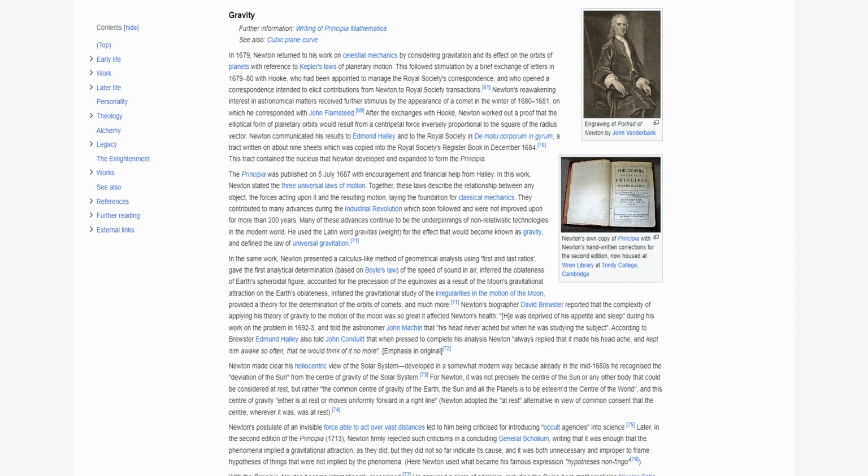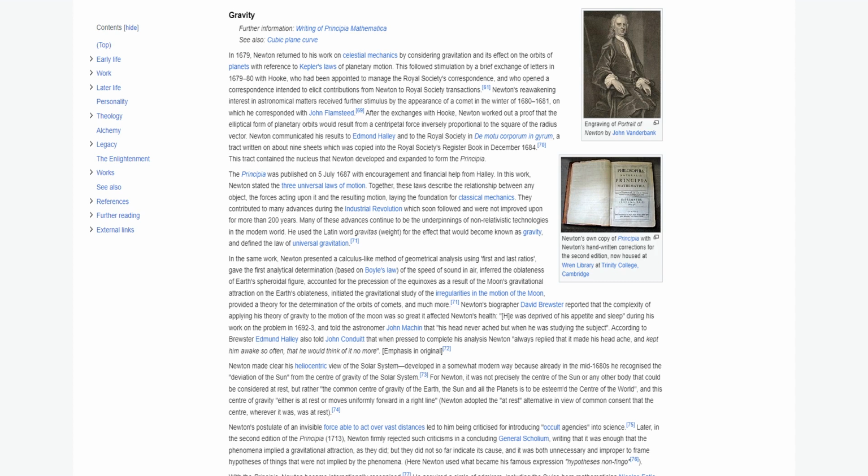Newton's reawakening interest in astronomical matters received further stimulus by the appearance of a comet in the winter of 1680–1681, on which he corresponded with John Flamsteed. After the exchanges with Hooke, Newton worked out a proof that the elliptical form of planetary orbits would result from a centripetal force inversely proportional to the square of the radius vector.